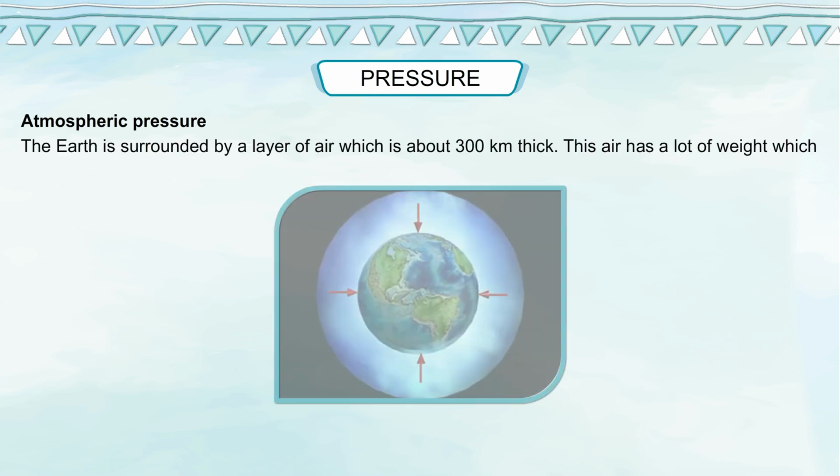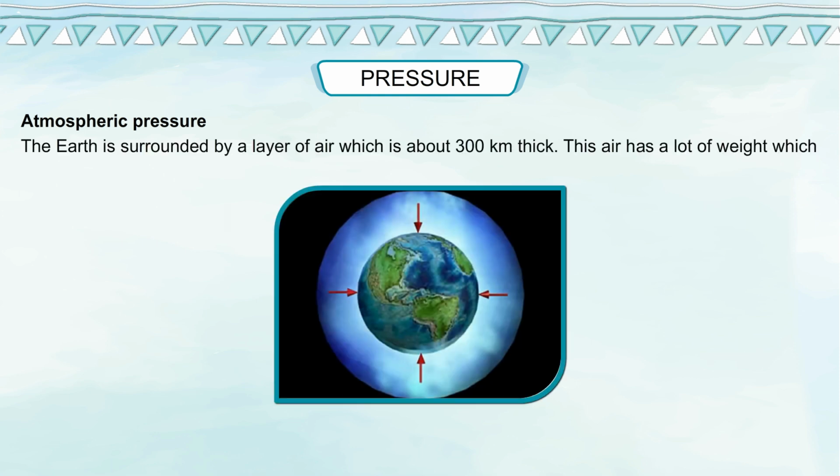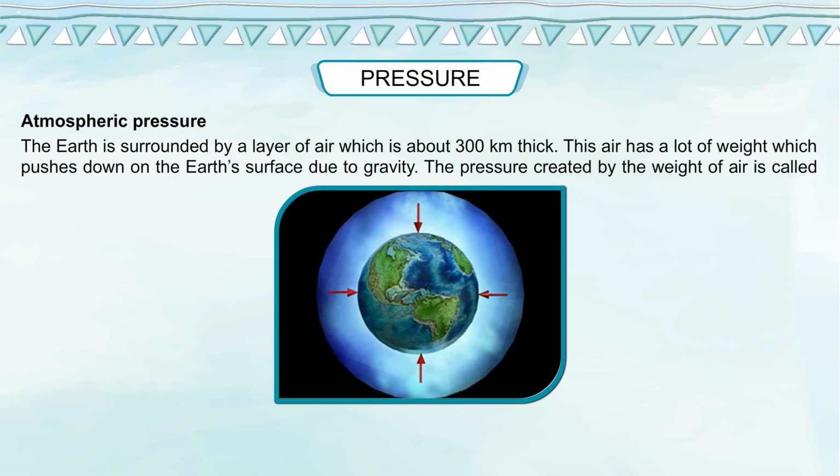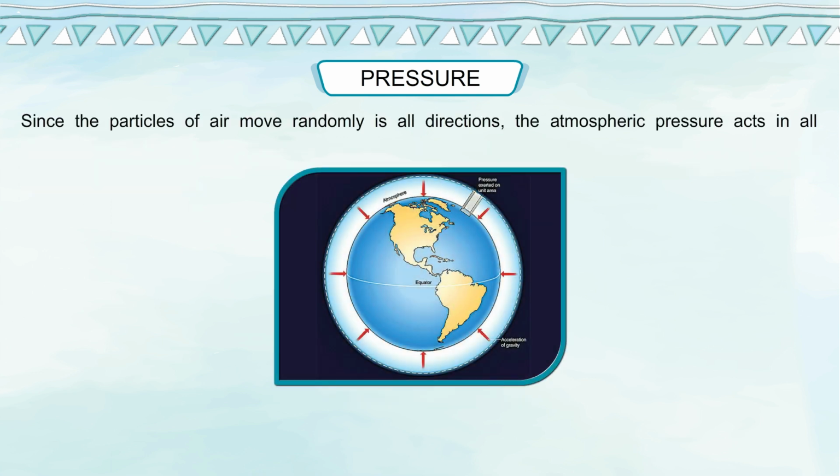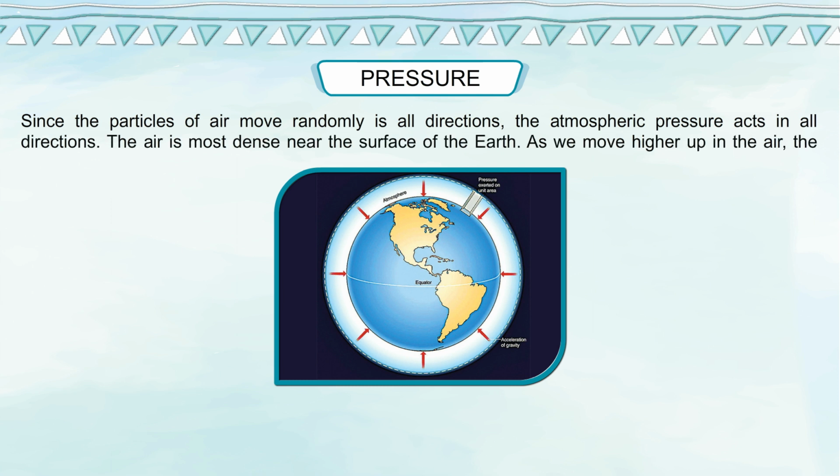Atmospheric pressure. The Earth is surrounded by a layer of air which is about 300 km thick. This air has a lot of weight which pushes down on the Earth's surface due to gravity. The pressure created by the weight of air is called atmospheric pressure. Since the particles of air move randomly in all directions, the atmospheric pressure acts in all directions. The air is most dense near the surface of the Earth. As we move higher up in the air, the density of air decreases.